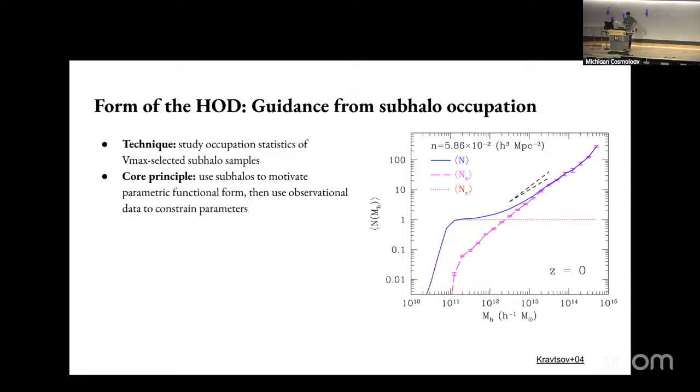So that's what you're looking at in this figure. Host halo mass in the horizontal, number of subhalos in the vertical. Separately shown for central subhalos, in other words, whether the Vmax value of the host halo in question exceeded the threshold, and then for satellite subhalos.